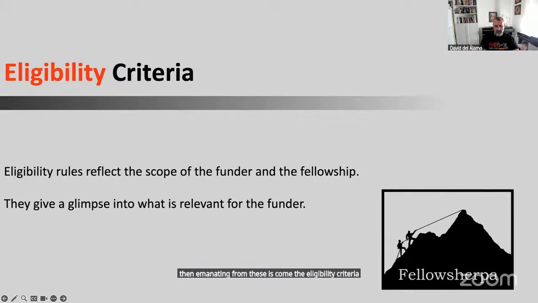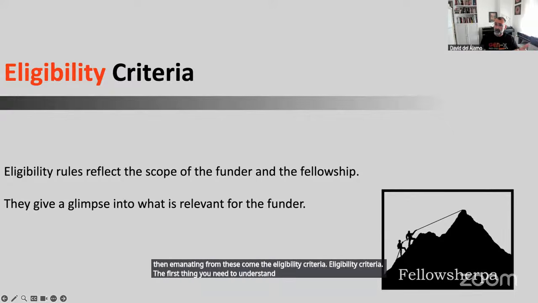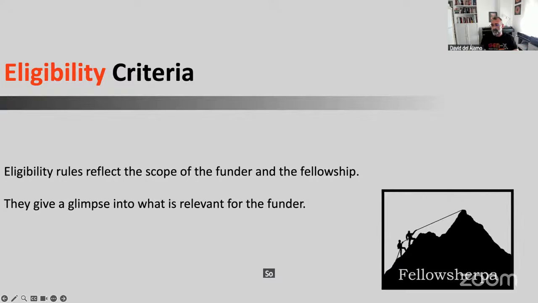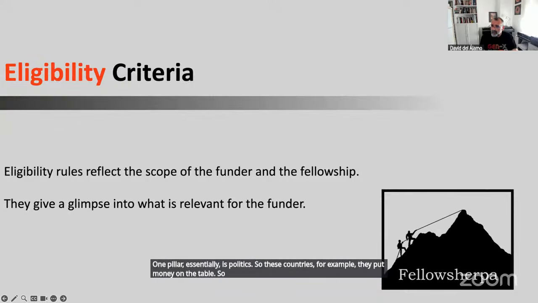Eligibility criteria, the first thing you need to understand is they are completely arbitrary. So they're based on 3 pillars. One pillar essentially is politics. So these countries, for example, they put money on the table. So there are mobility restrictions based on who pays for the fellowship.